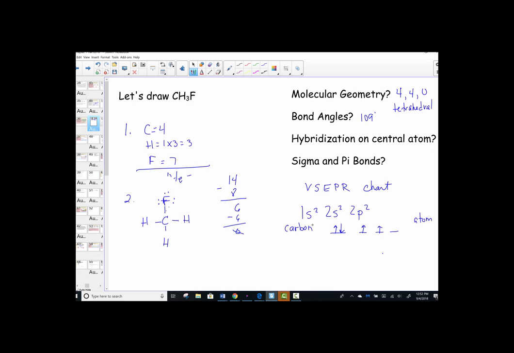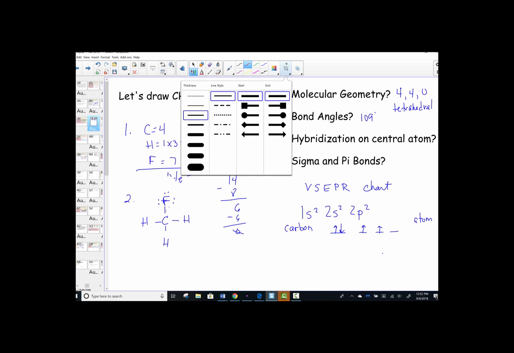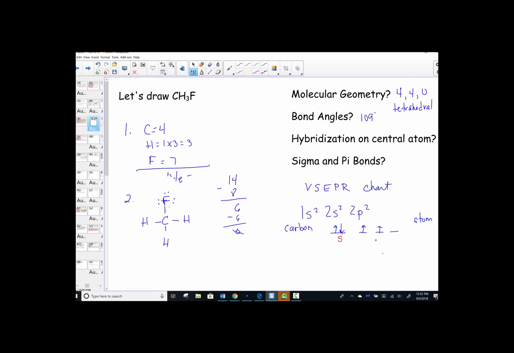We talked about hybridization in terms of knowing that carbon forms 4 bonds, and at this particular moment, I only see 2 electrons available for bonding, and I have an empty orbital. What happens is that it promotes this electron from the s into that empty orbital in the p, and we have what's referred to as a hybridized orbital, sp3 hybridized.